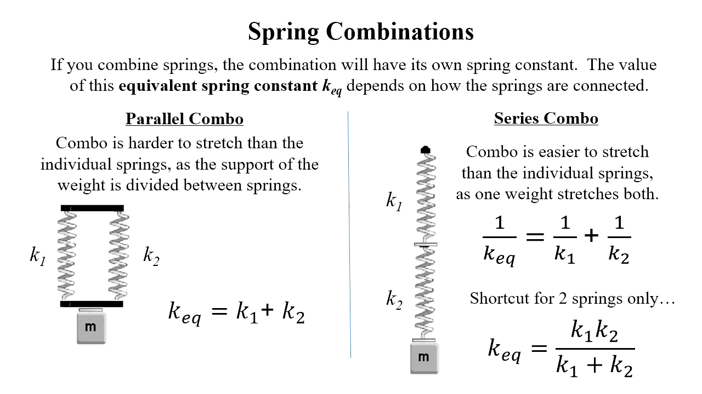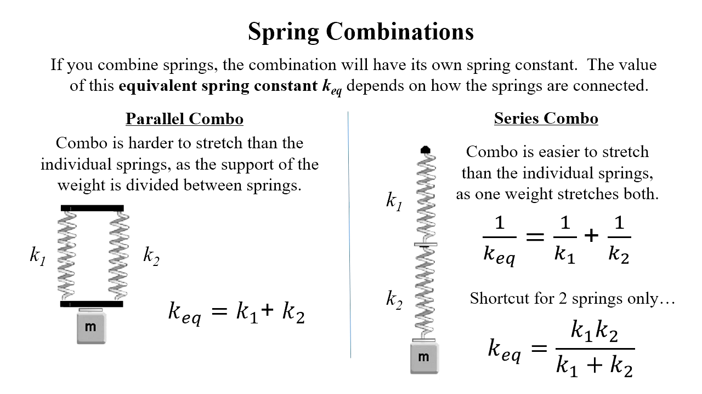And there is a mathematical way to find the equivalent spring constant of a single spring that could replace the combination. It's a little trickier than the simple add them up formula for parallel. You do just add them up, but you don't just add them up. You add the reciprocals, and what you get is the reciprocal of the equivalent spring constant. 1 over the equivalent spring constant equals 1 over the first spring constant plus 1 over the second spring constant.